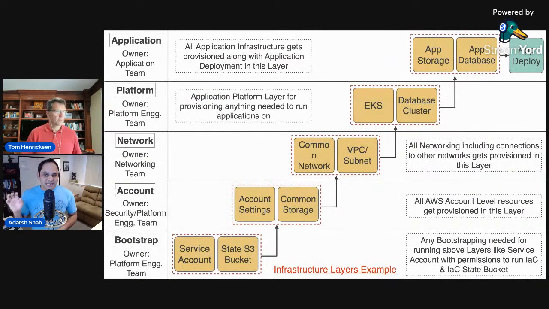I'm not going to talk about this slide in detail, but here's a typical example of your infrastructure layers. From the bottom, you might have some bootstrapping that you do for your accounts. You might have account level settings or common storage. Then you might have a networking layer on top. Then you might have some kind of a platform like a Kubernetes cluster or database cluster. And then you have your app. So as you can see, there are various layers of your infrastructure, and there might be various teams that own those various layers. Having that kind of modularization, or breaking things into various layers, helps you maintain and have your various teams own those layers.